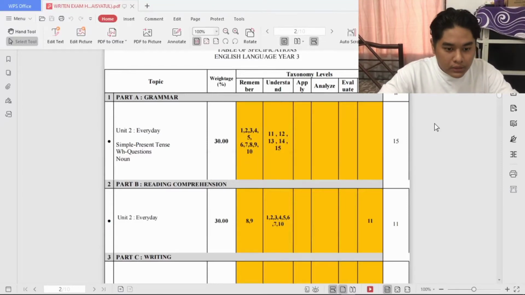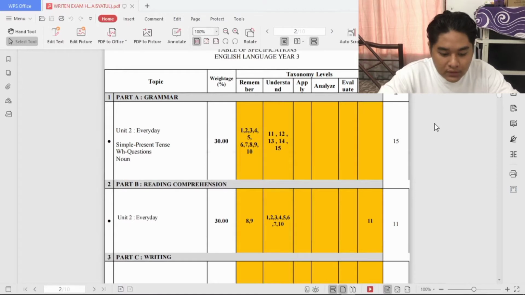For today, I will be explaining my part that I have been assigned to do, which is part A, grammar, for this language test HET 3063 assignment, which is a written exam. I will be assessing the students' level of understanding of simple present tense, WH questions, and nouns. The weightage for this part is 30%.